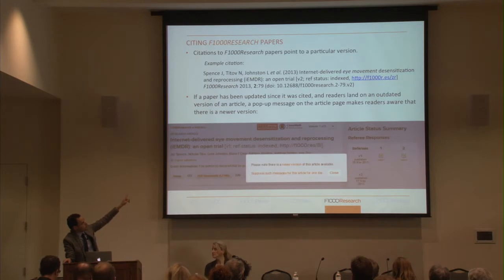This particular version was version 2. And you can find information about the refereeing status. This particular version of the article was actually already indexed. Furthermore, if a paper has been updated since it was cited and readers land on an outdated version, a pop-up window like the one you see here comes up that alerts them that a newer version is available.